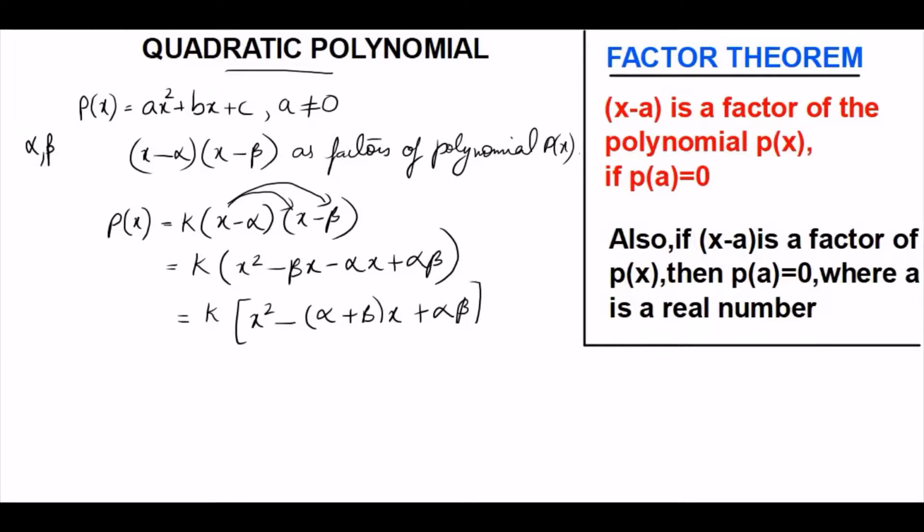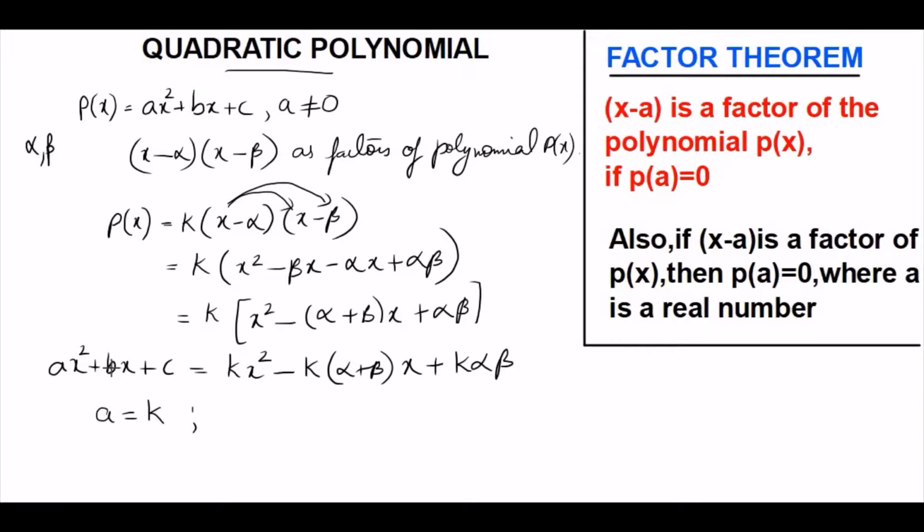So p of x is ax square plus bx plus c, and this you can write as kx square minus k into alpha plus beta into x plus k alpha beta. Now when you equate these, you can write the coefficients of x square: a is equal to k. That x square coefficient is a, here it is k. So a equal to k. And when you equate the coefficients of x, you can write b equal to minus k into alpha plus beta, and c, the constant term, is equal to k alpha beta.